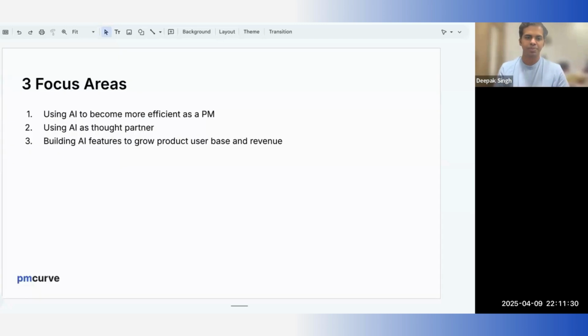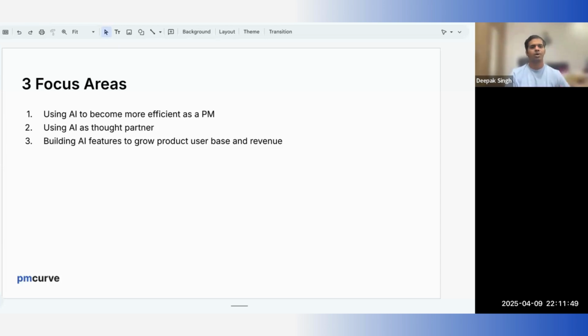Now, there are three focus areas that you should look at if you're thinking about how to pick up the skills to become a better growth PM. The first is how do I use AI to become more efficient as a PM? Right, that is the first layer.